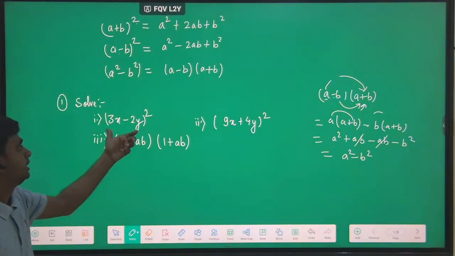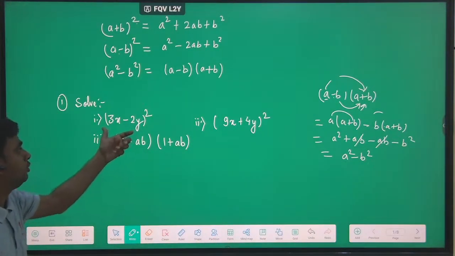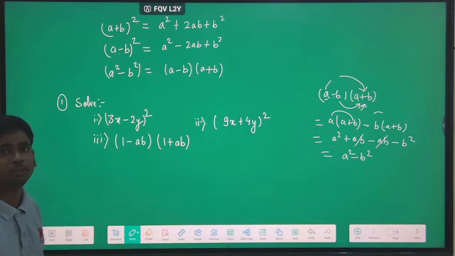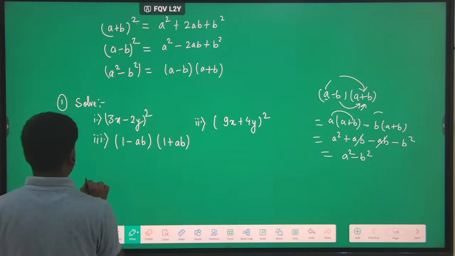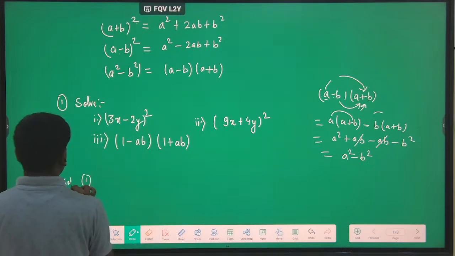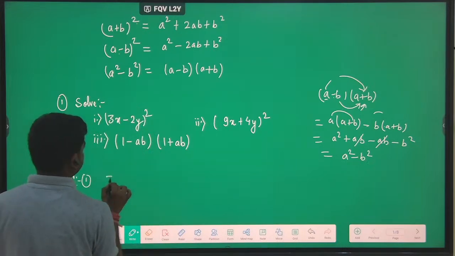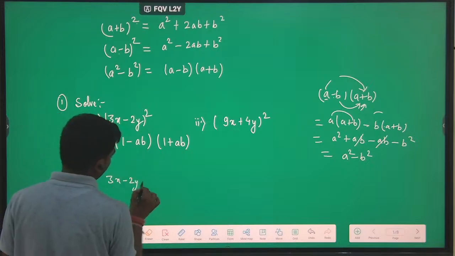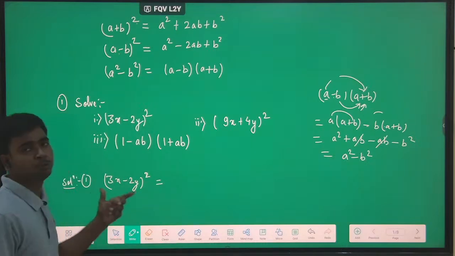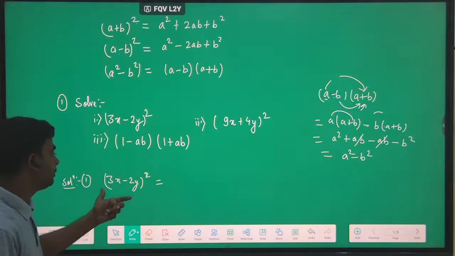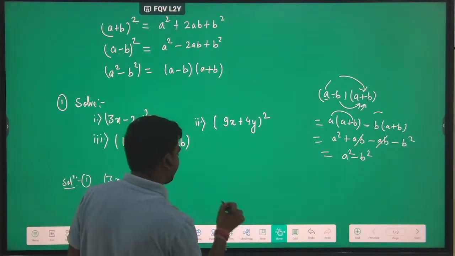Our first question is to find out the value of 3x minus 2y to the power 2. That means 3x minus 2y whole square. So what is the formula of a minus b whole square? How can we find out?